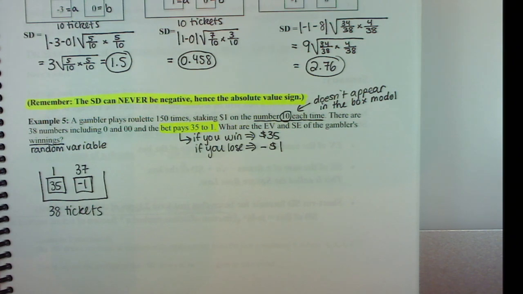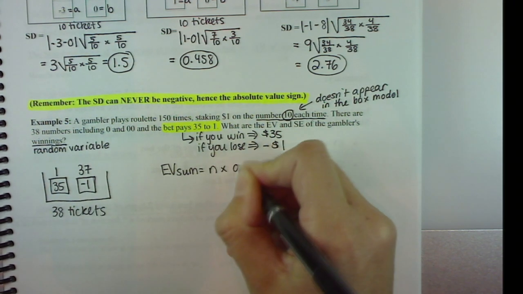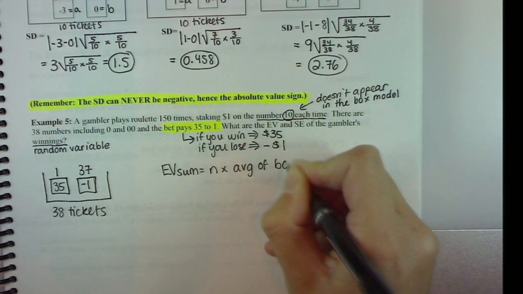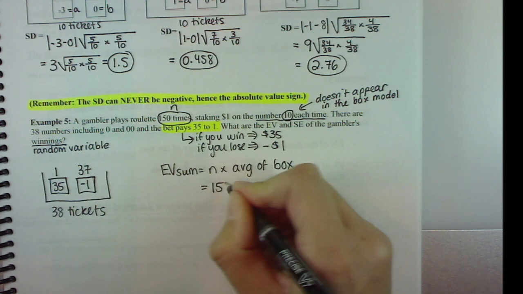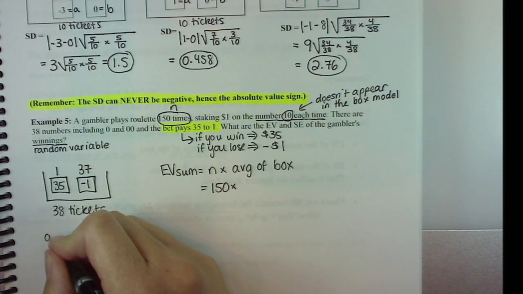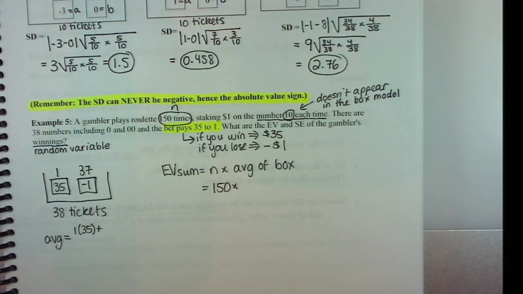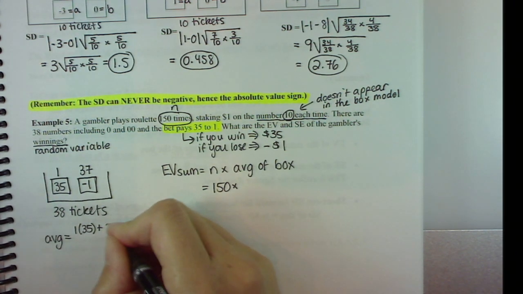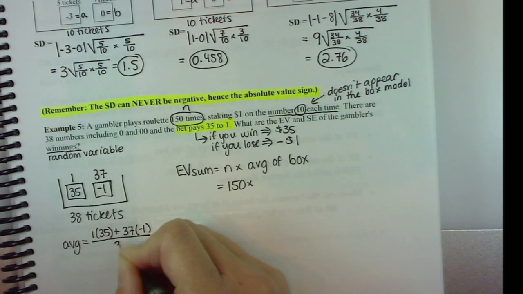All right, so now let's answer our question. So expected value of the sum is just n times the average of the box. So n is 150, it's just how many times we're playing, and then the average of the box, this is the tricky one, because remember, this box really has 38 tickets in it. So I want to add up all those 38 tickets, so I know there's 35. So 35 plus, and then I'm going to do -1, -1, -1, 37 times. So there's 35, and then I'm going to add that to the 37 negative ones and divide by 38.